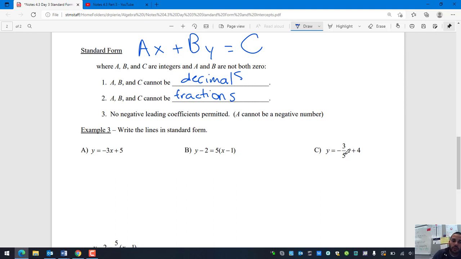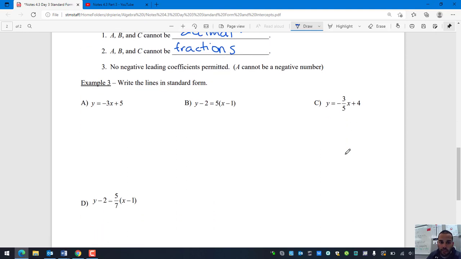Okay, so it says write the lines in standard form. What I'm giving you right now is an equation in slope-intercept form. It follows the format y equals mx plus b. Okay, but I want to change it to the format of ax plus by is equal to c. So all that means is that x and y are on the same side on the left, and the number that's by itself is on the right. Okay, so I got to get x and y on the same side, and my first job here is I want to move this negative 3x over to the left.